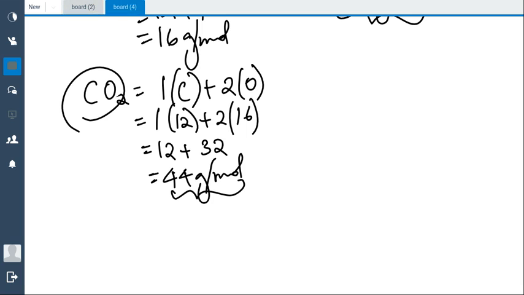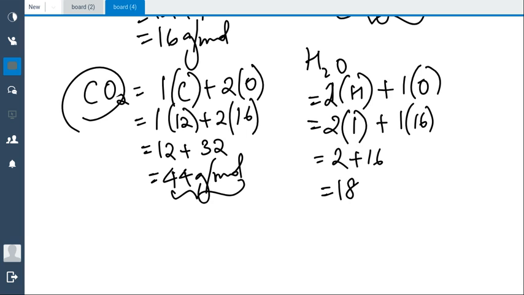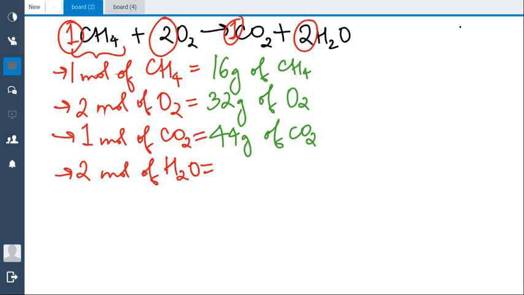Next is water. I already calculated: 2 hydrogens, 2 into mass of 1 hydrogen plus 1 into mass of 1 oxygen. That's equal to 2 into 1 plus 1 into 16. That's equal to 2 plus 16, which is equal to 18 gram per mole. 18 gram per mole is the molar mass of water. So now here you can write 18 gram of water.